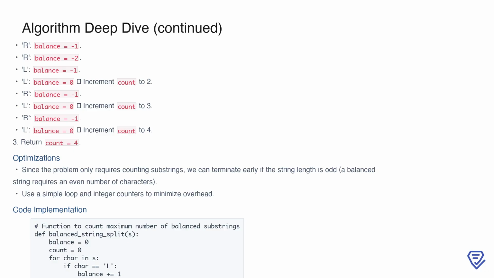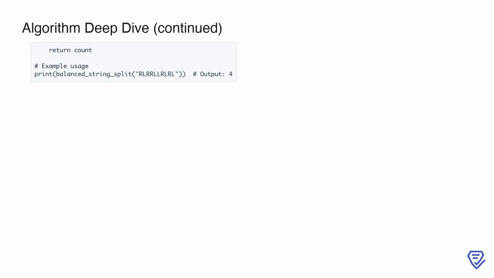This process repeats for the remaining characters, identifying 2 more balanced substrings and incrementing count to 4. By the end of the string, the algorithm returns the total count of balanced substrings, which is 4. This example highlights the simplicity and efficiency of the approach, as it processes the string in a single pass and uses only integer counters. Finally, the code implementation of this algorithm is straightforward.